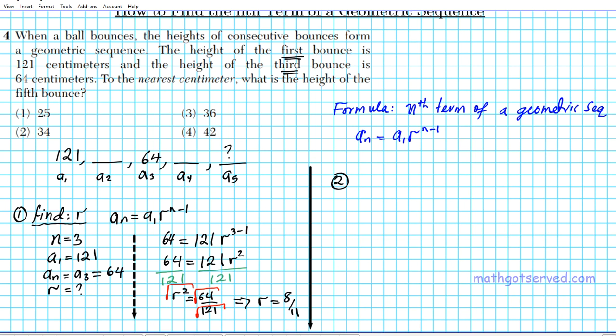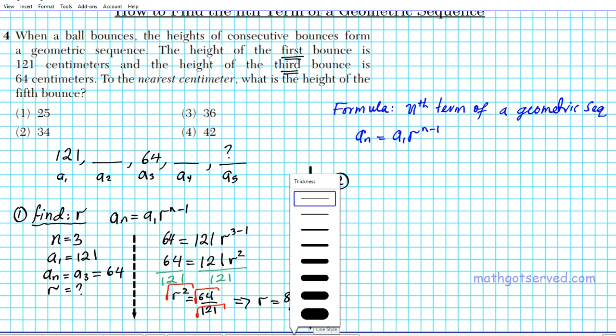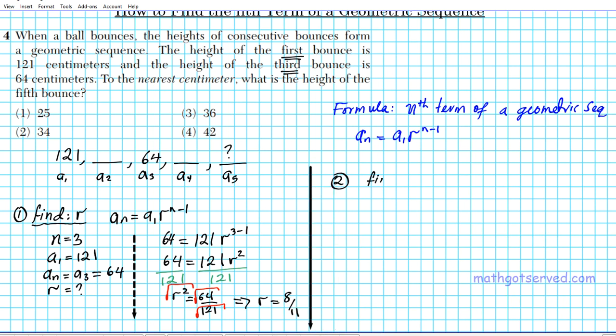Our goal is to find a5, the fifth term. In this new situation, since we're working with the fifth term, a1 is still the same, 121. n is the number of terms we're dealing with, which is 5. The common ratio is what we just found, which is 8 over 11. And a5 is what we are looking for.